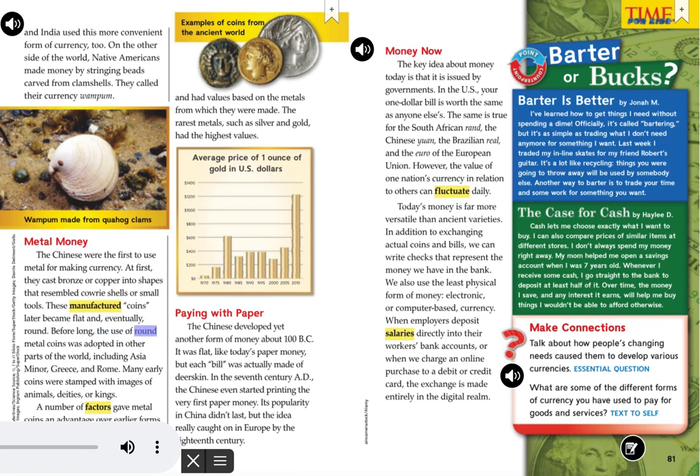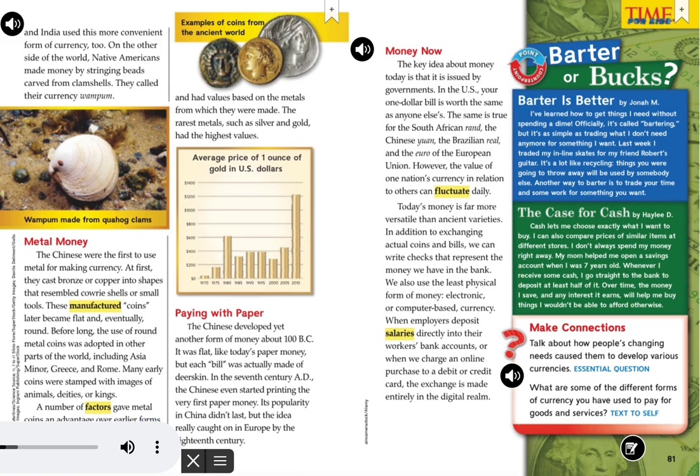Before long, the use of round metal coins was adopted in other parts of the world, including Asia Minor, Greece, and Rome. Many early coins were stamped with images of animals, deities, or kings. A number of factors gave metal coins an advantage over earlier forms of currency.